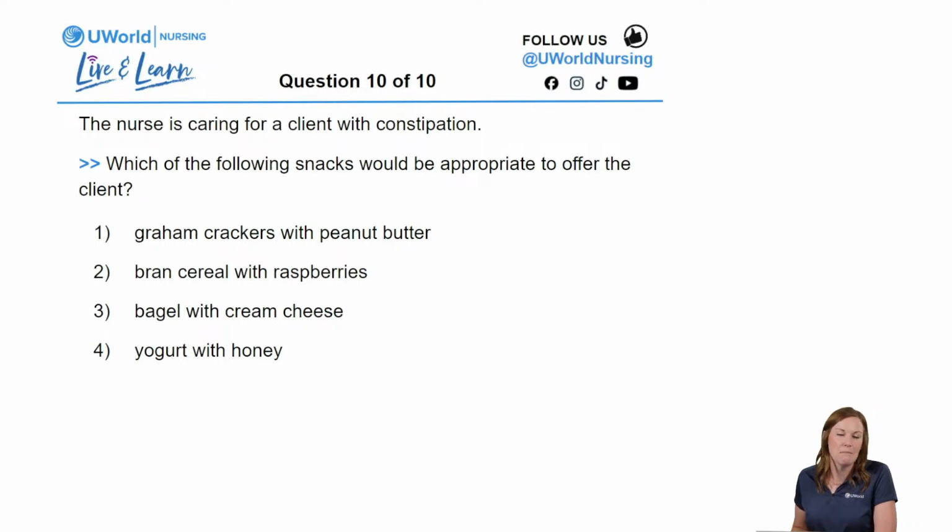Again, think about constipation. Think about that patho, what's happening in our body. What is going to help relieve that constipation?